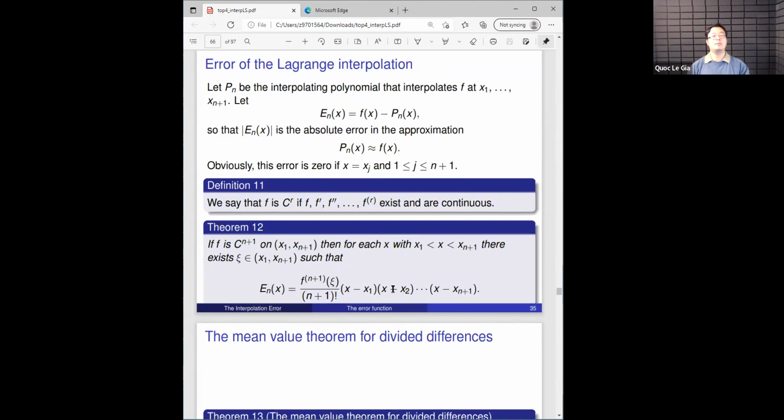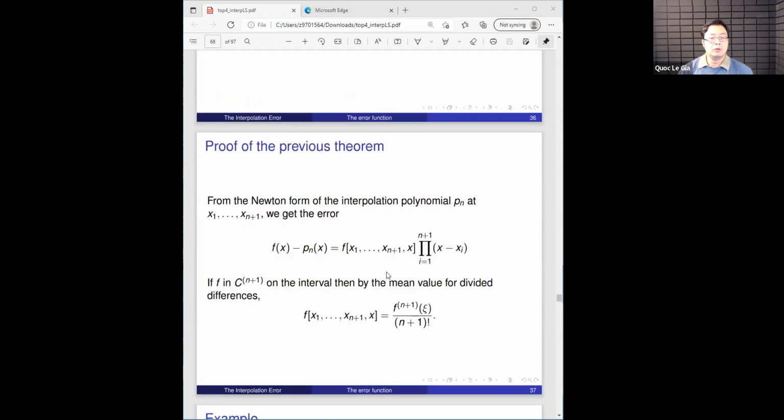So this theorem is very, very useful. And somebody noticed, maybe James, that if all the points collapse into a single point, then you recover the errors of the Taylor polynomials of degree n. So everything is related in mathematics.